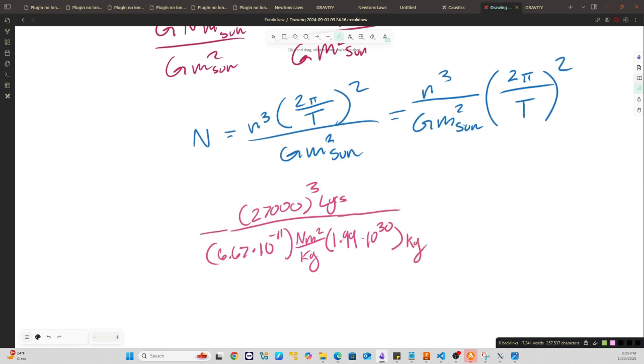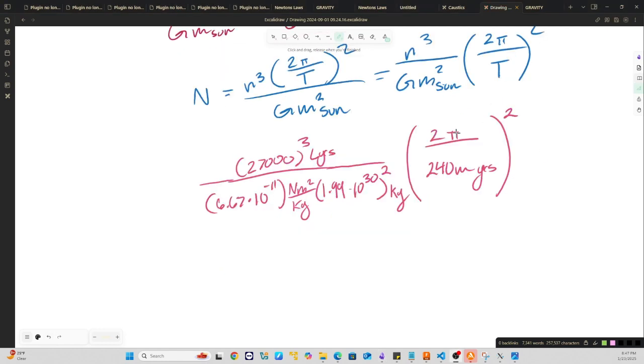Okay, things are getting a little bit jumbled here. Let's continue. Alright, and this is squared, gotta remember that. And also we have 2 pi over our period, which is 240 million, which I just used the M for, years. Okay, and that is also squared. Okay, let's now expand things out so that we can get the full picture and cancel out some things.